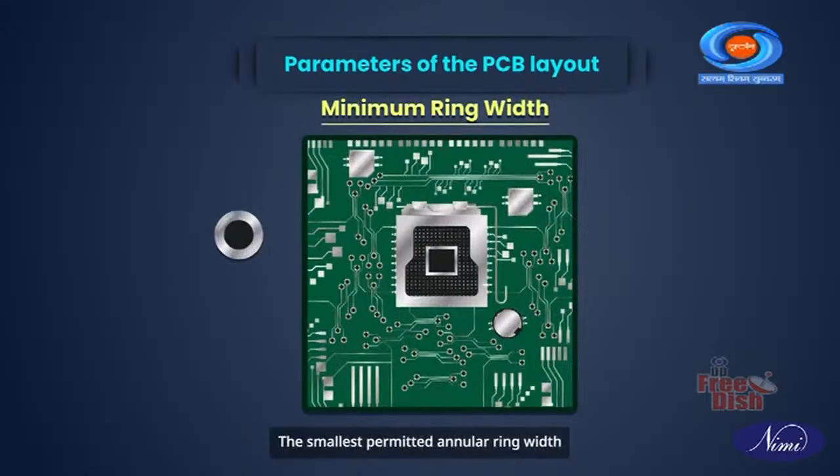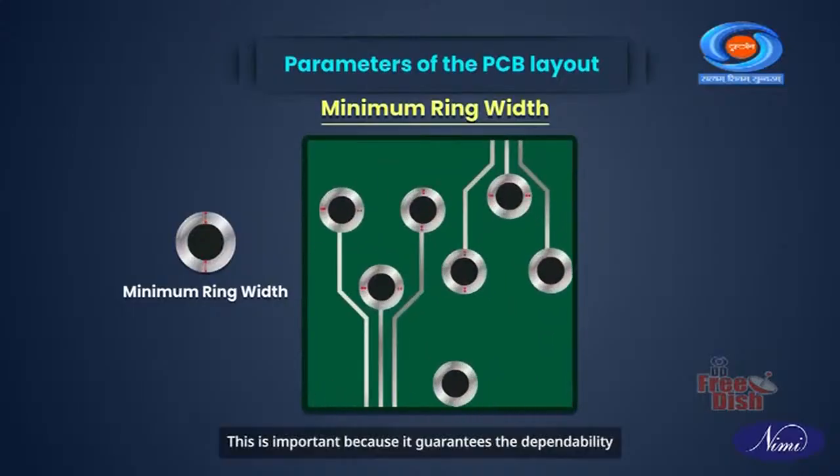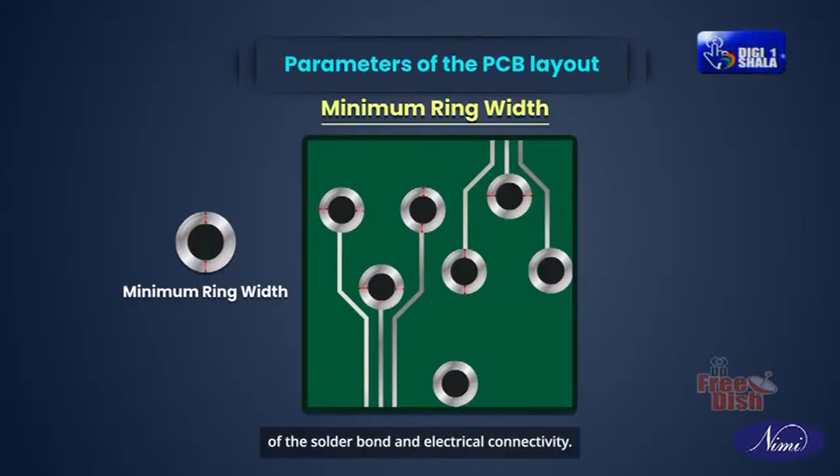Minimum ring width. The smallest permitted annular ring width surrounding a plated through hole or pad is known as the minimum ring in PCB design. This is important because it guarantees the dependability of the solder bond and electrical connectivity.